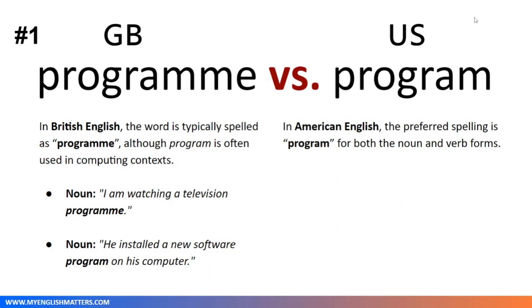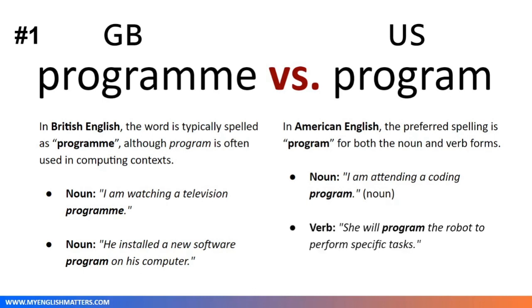Now, for American English, the preferred spelling is program. So program for both the noun and verb forms. I'm attending a coding program. That's a noun. She will program the robot to perform specific tasks. That's a verb. Which one do you prefer and which one do you often use?